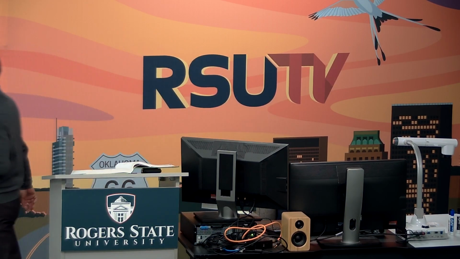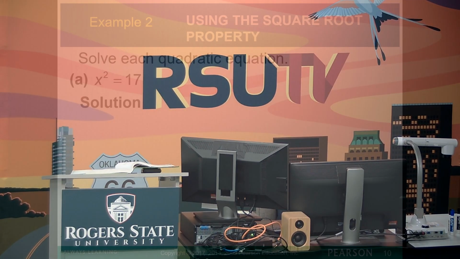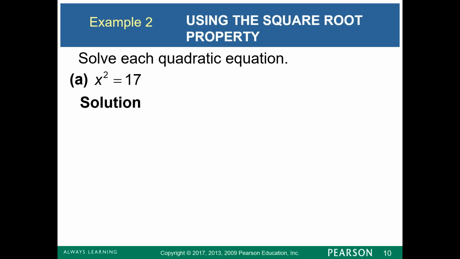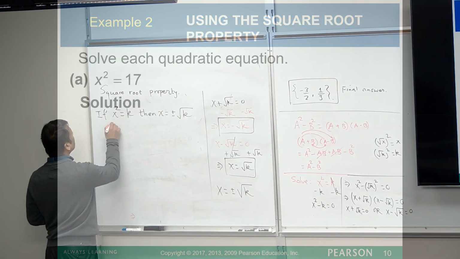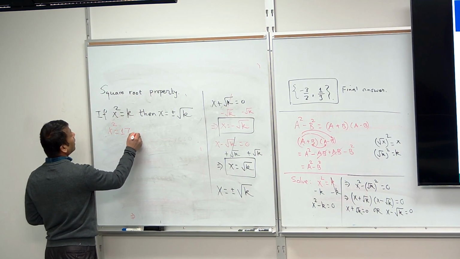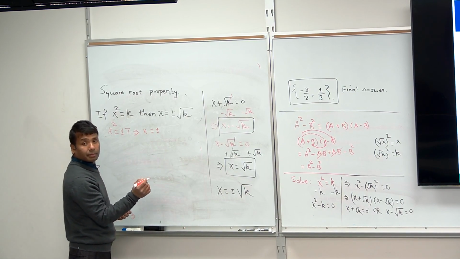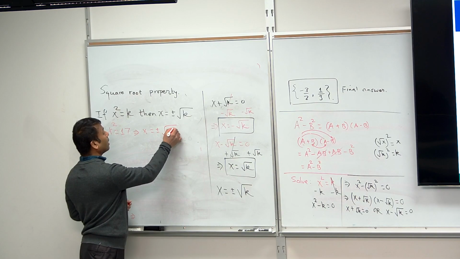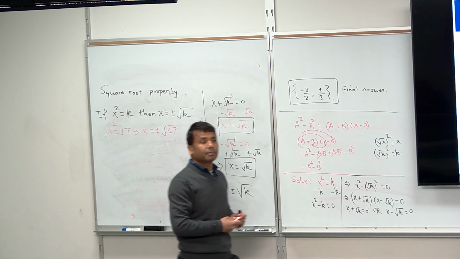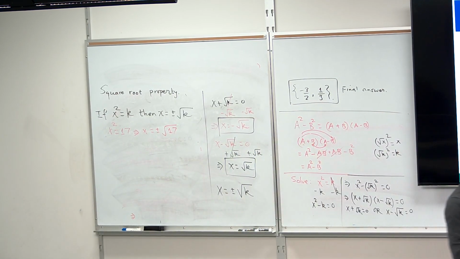Now, what are the values of x if you have x squared equal to 17? You just use the square root property. You have x squared equal to 17. So then what will be the value of x? Plus or minus? Exactly. Radical 17. Right? Good.